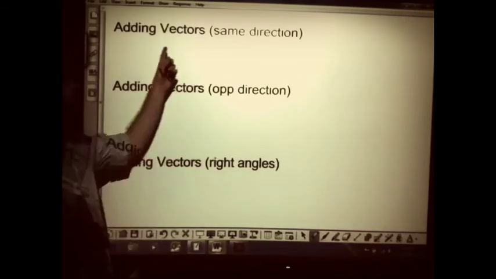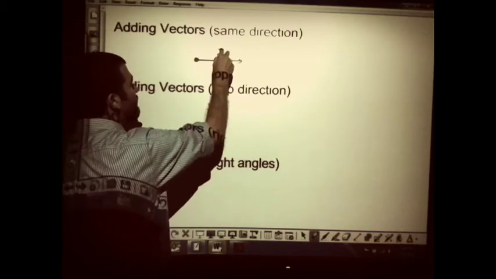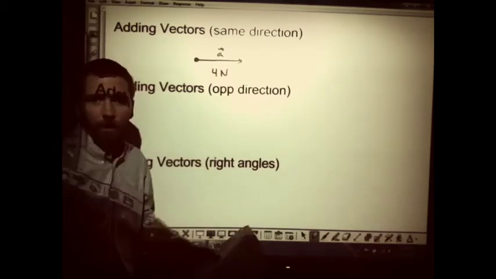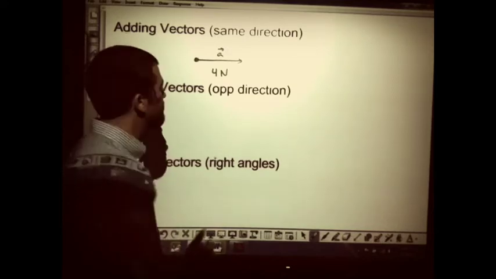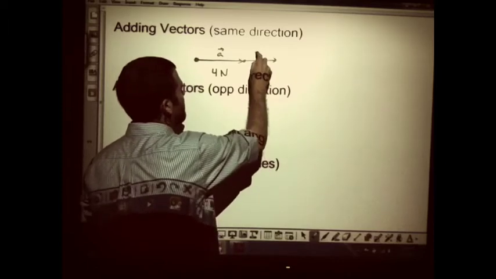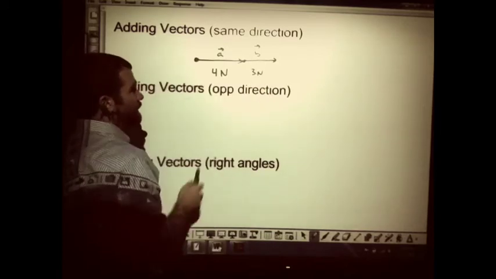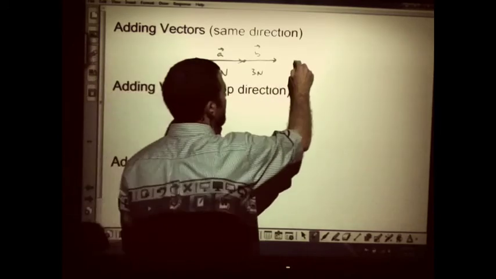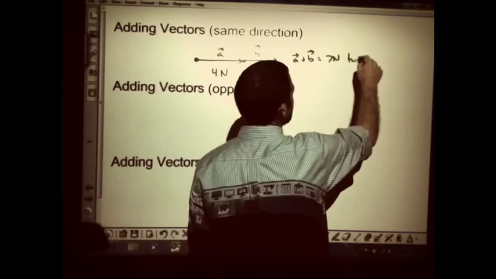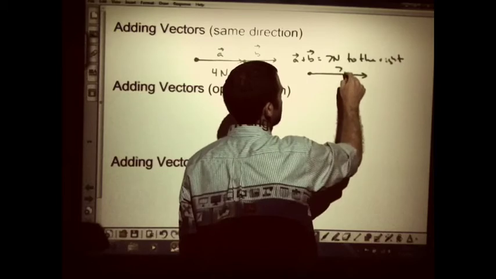There's easy ways to do this, and that's if the vectors are in the same direction. So let's say we had vector A, and vector A maybe is a 4 Newton force. You might not know what a Newton is, but just for right now, just know that it's a force. And then there's another vector that's this way. We'll call it vector B, and I've drawn it a little shorter, so we'll call it 3 Newtons. Overall, they're going together in the same direction, so we would say that vector A plus vector B would equal a 7 Newton force to the right. And you could draw it as an arrow, a 7 Newton force to the right.